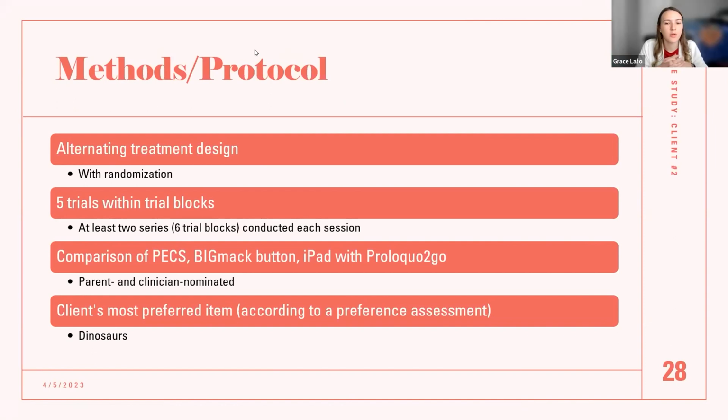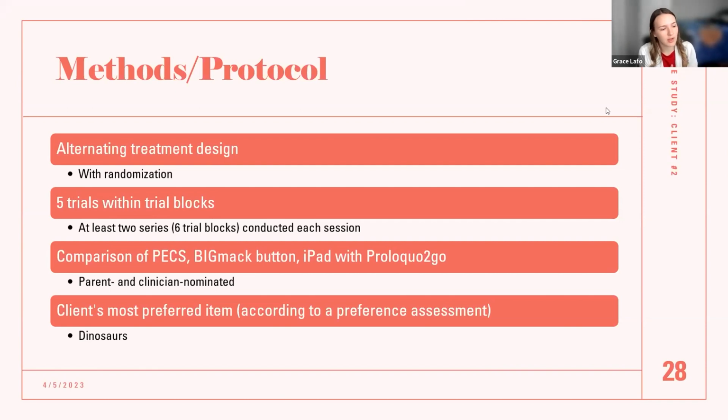All right, thank you. So now we're going to get into the methods that we used for Gabriel's assessment. So again, we used an alternating treatment design, but we wanted this assessment to be a little bit more structured compared to Tobias's, just to improve experimental control. And we were able to learn from Tobias's assessment and shape the protocol a little bit more. So trial blocks were within different modalities, and we randomized them to prevent bias. There were 5 trials within each trial block. And we tried to conduct at least 2 series, so that would be 6 trial blocks.